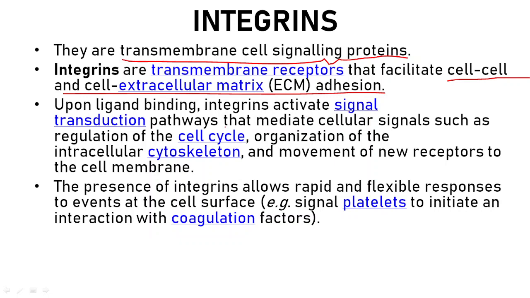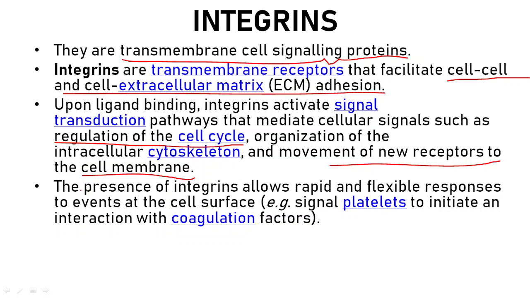It activates signal transduction pathways that mediate cellular signals such as regulation of cell cycle, organization of intracellular cytoskeleton, and movement of new receptors to the cell membrane. And the information is transferred for these processes through integrin proteins.